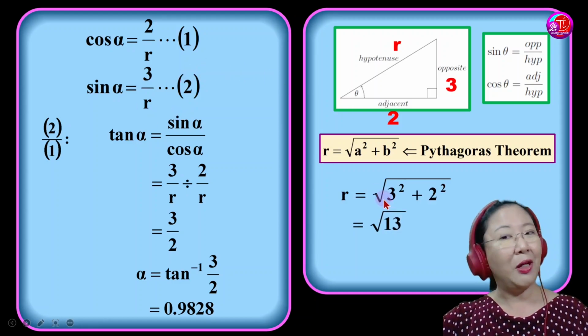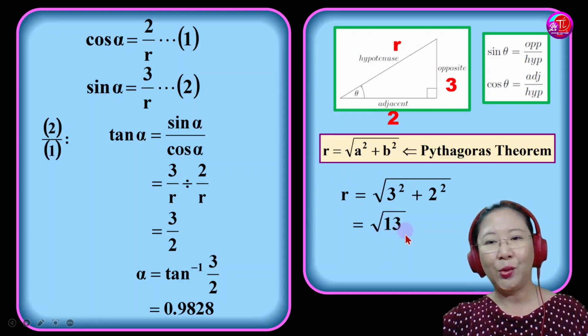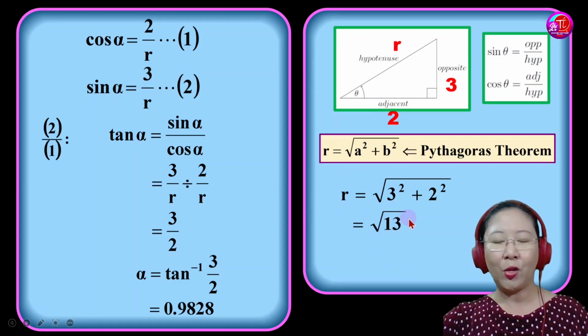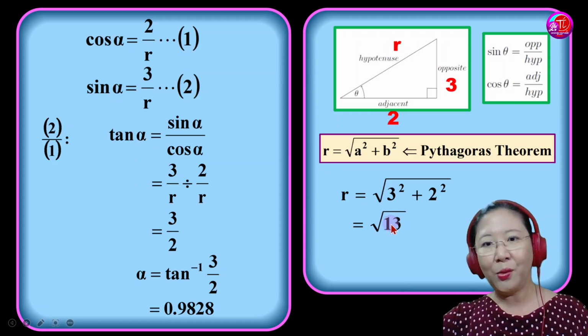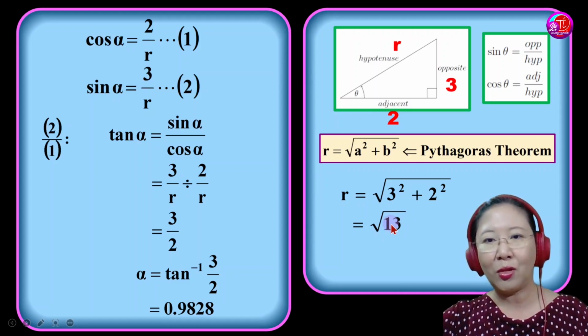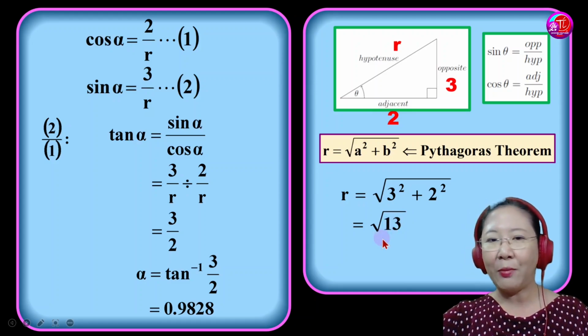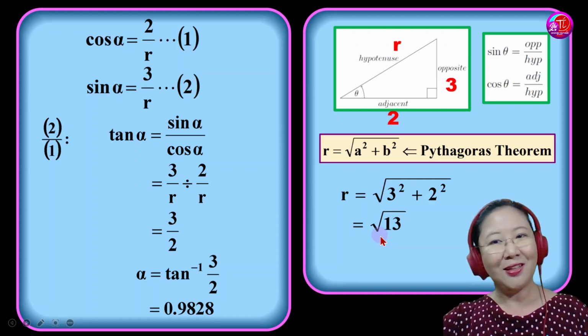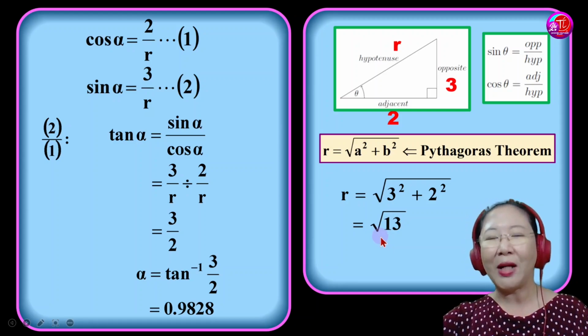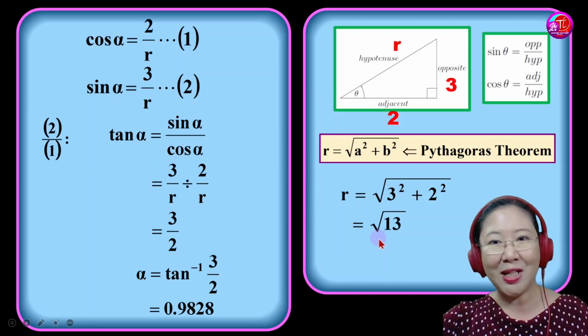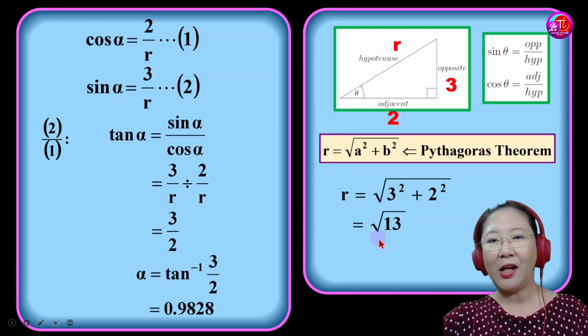Remember, R has to be a positive value. If you didn't open the square root, then it's still okay. But if you open the square root, meaning you calculate the square root, you have to put plus or minus and make a choice, whether it is positive or negative. But remember, R is always bigger than 0, so we need the positive value.